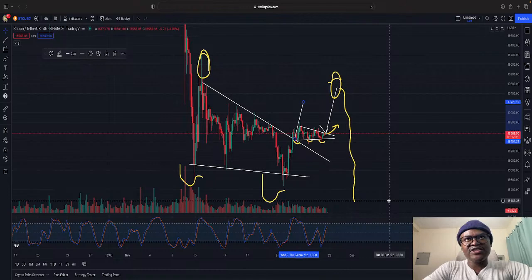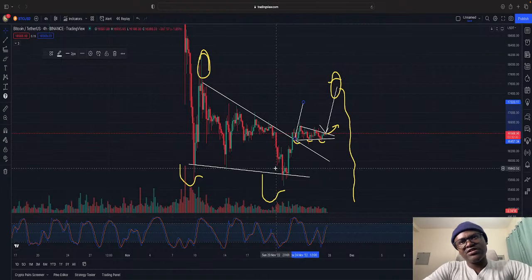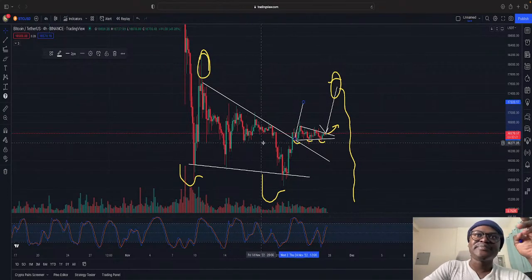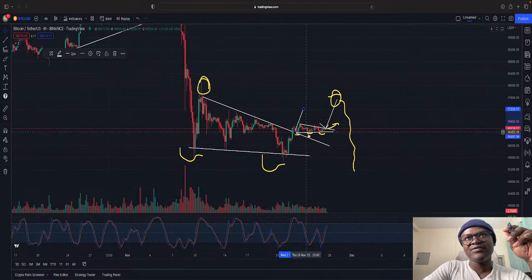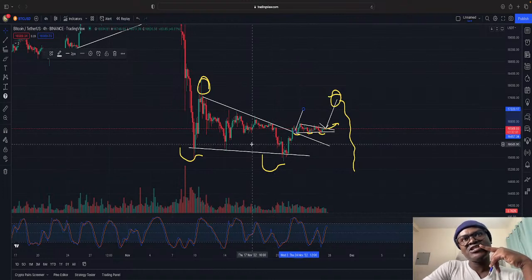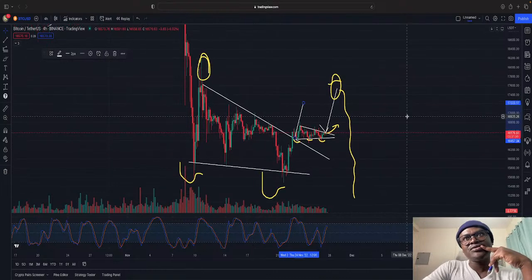$17,223. 17,223 will be the first target of this descending wedge. The descending wedge is bigger, it's on the higher trend than what we are seeing in here. So we would have to base our thesis on the descending wedge that we are seeing here. But descending wedges are bullish. So actually we could go up. Yeah, we could actually go up.